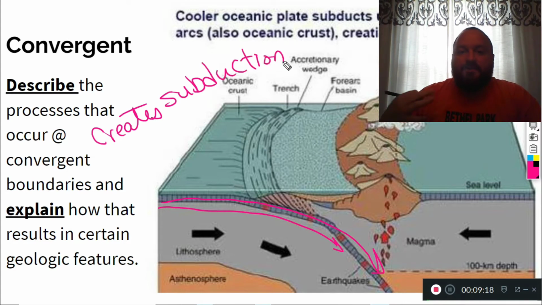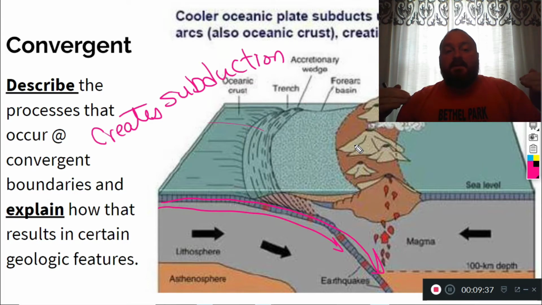And then you'd want to go and describe what subduction is. Subduction is when one plate slides underneath another plate. Now, how that's going to result in certain geologic features, it's going to create a few different things. It's going to create mountain ranges, or it's going to create an island arc if it's oceanic convergence.